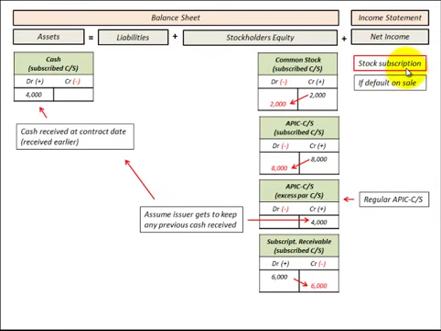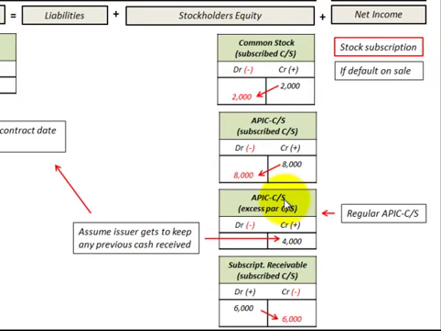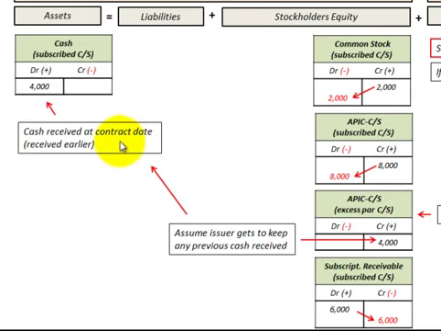Okay, let's look at a stock subscription where we had a default on the sale. That's where the potential buyer of the stock decided not to buy the stock or he backed out. And let's assume here for our contract that the issuer gets to keep any previous cash received. So this previous amount that we received here for the down payment on the contract date of $4,000 we get to keep. And the point I want to make here is where we recognize that cash that we get to keep here. And we do that in additional paid in capital or common stock. That would be the regular additional paid in capital or common stock, and that's on our stockholders equity on our balance sheet. So we would increase this additional paid in capital here for that $4,000, or we'd credit it for $4,000 for that initial payment here that we get to keep.